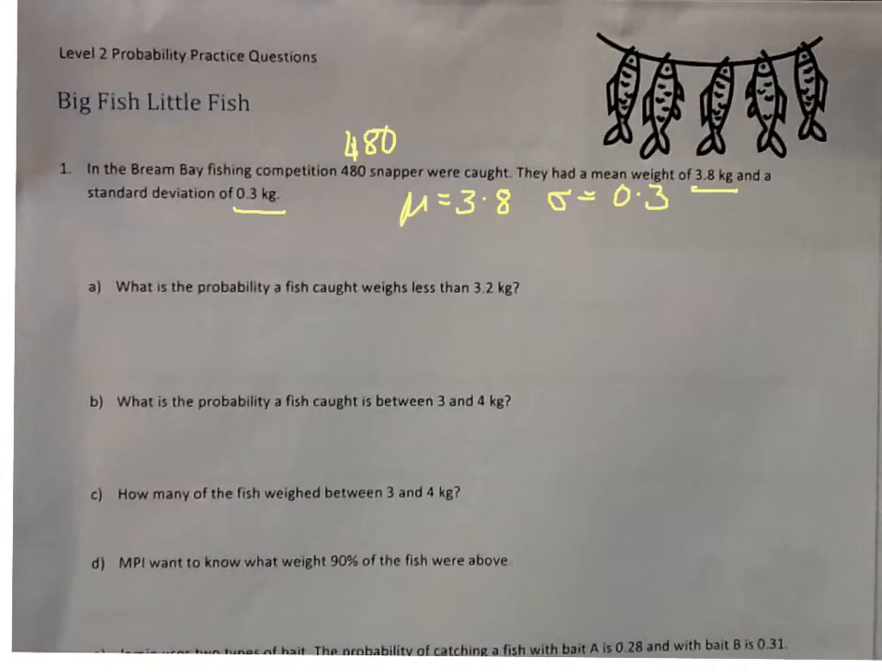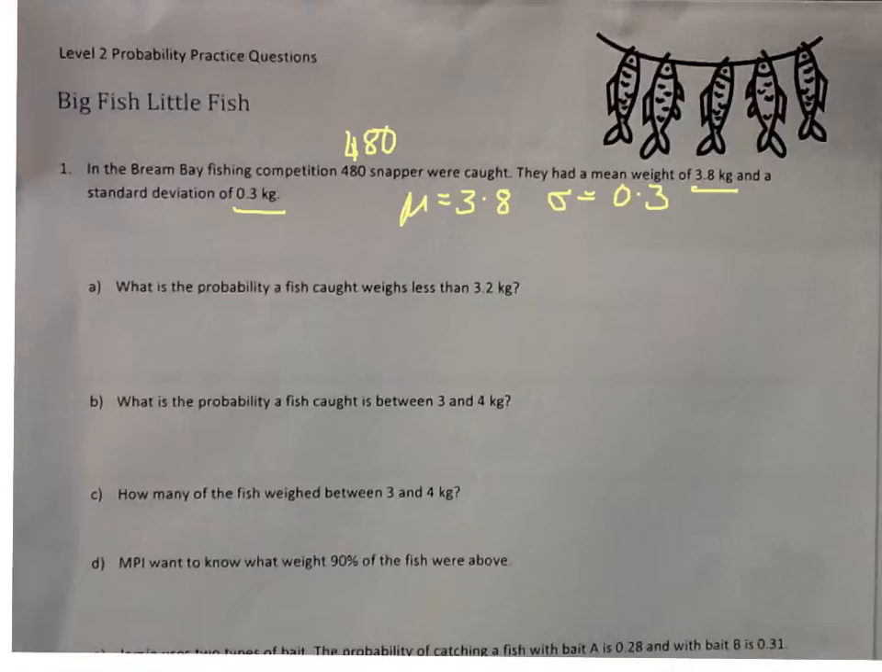Okay, so this is going through some practice questions, and the first one is big fish, little fish. Number 1, in the Bream Bay fishing competition, there are 480 snapper that were caught. They had a mean weight of 3.8 kilograms and a standard deviation of 0.3 kilograms. So the units are in the same, so we can just use them as they are.